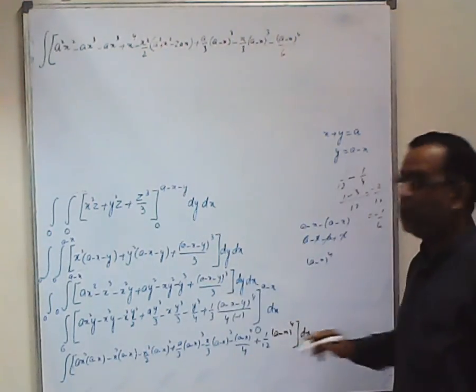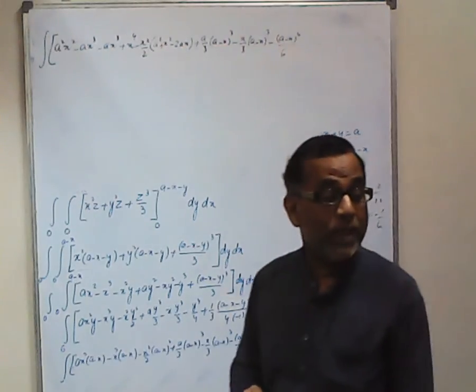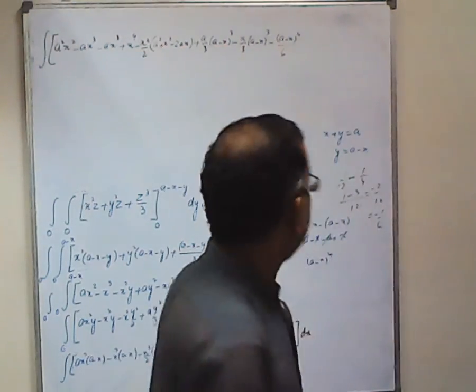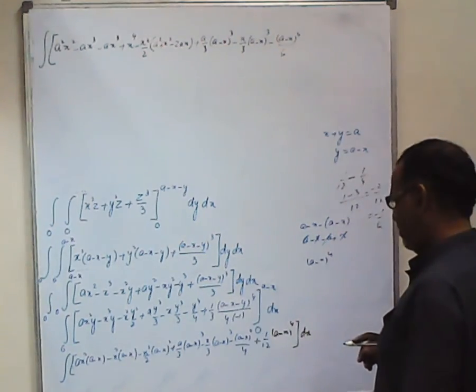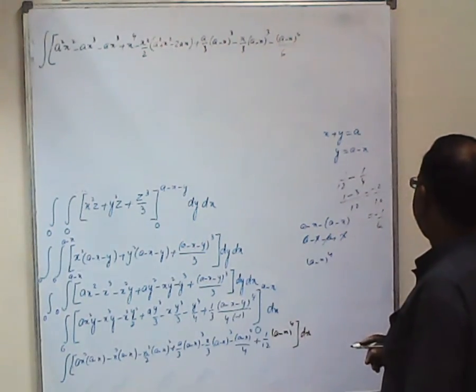So I added both these terms. Then it becomes much easier. So minus 1 upon 6 plus 1 upon 12 minus 1 upon 4.